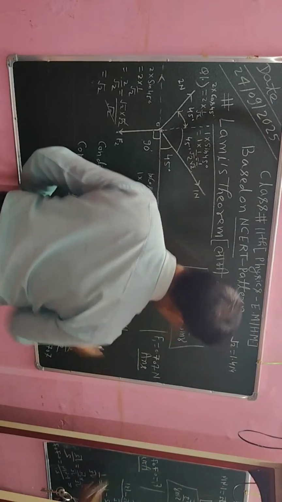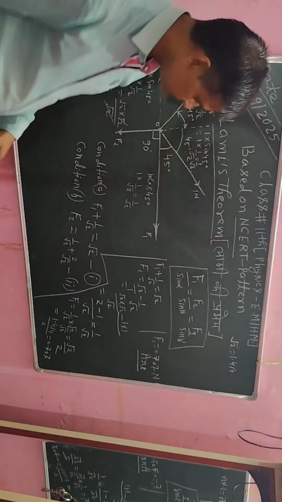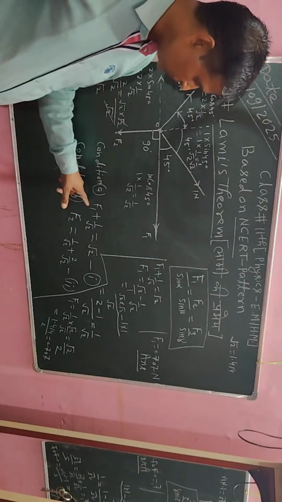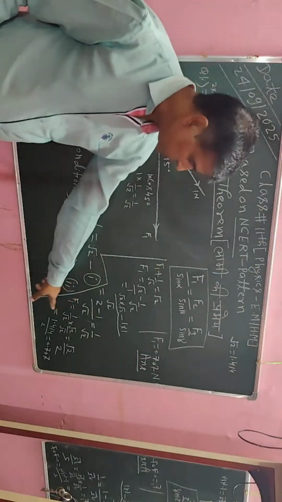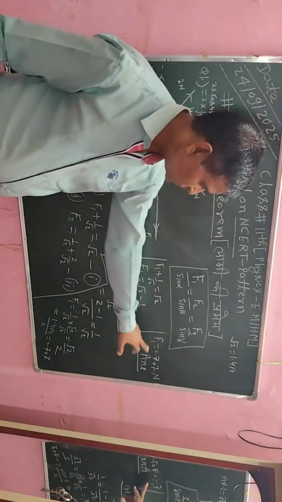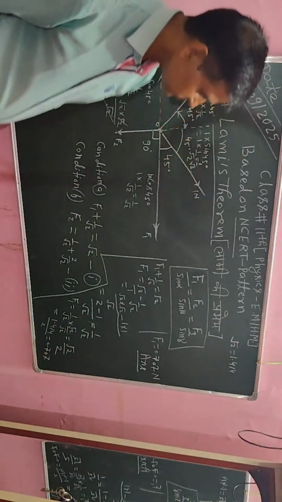Of force F1. Okay, so this value F1 cross 1 by root 2 is equal to 2 I have taken here, and after resolving I have got the force F1 is equal to this one.